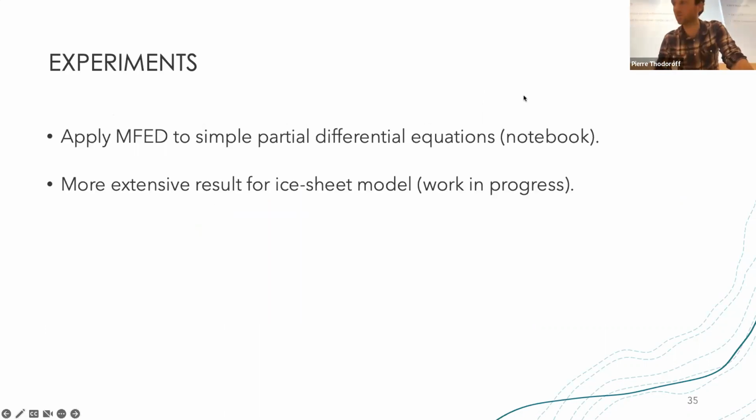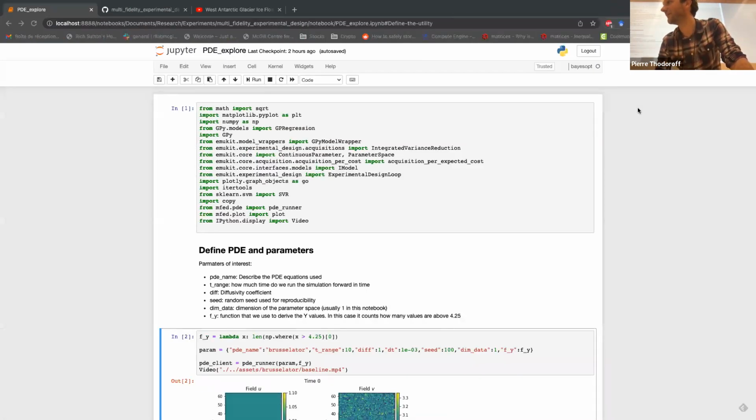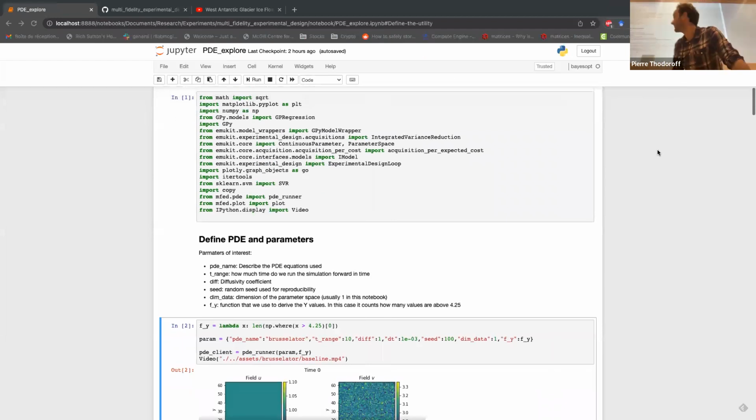Okay, now we're going to go to much more applied stuff. We're going to go to a notebook. I wrote a little notebook that is basically going to apply this idea to partial differential equations. It's also on GitHub, so you can access it and play around with it if you're interested in doing a project around those ideas.